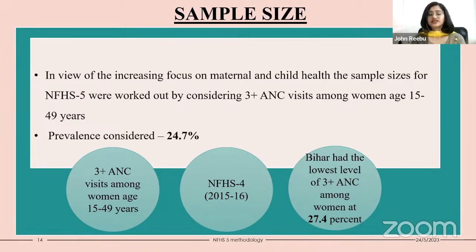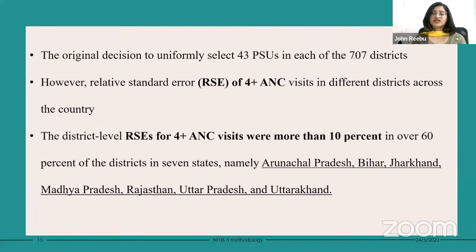So they took data from NFHS-4 and found out that the prevalence of ANC visit was least in the state of Bihar, and they had 3 plus ANC visit, the prevalence was 24.7%. So initially it was decided, as I mentioned, that it has taken data from all 707 districts. So initially it was decided that they will take 43 primary sampling units from all the 707 districts.